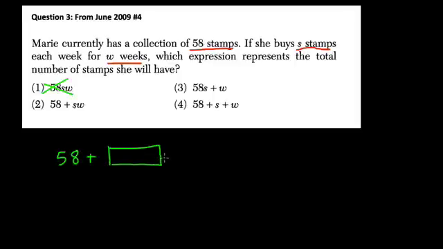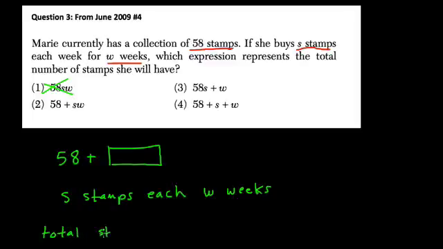So we know that by the second sentence, if she buys S stamps each week for W weeks, that means every week she's going to buy S stamps for as long as W is. And so then the total number of stamps that she's buying will just simply be W times S. Right. Total stamps is S times W, and I'm going to just build on that for a second.